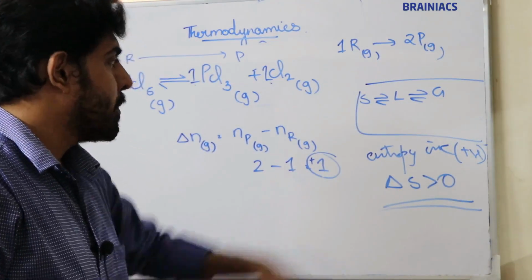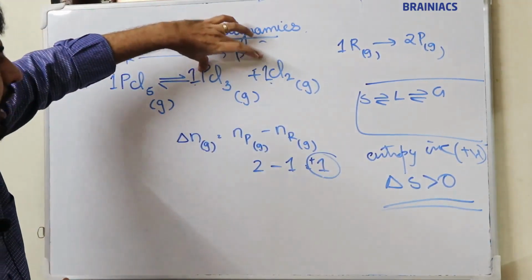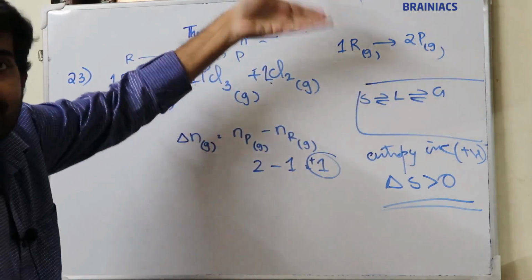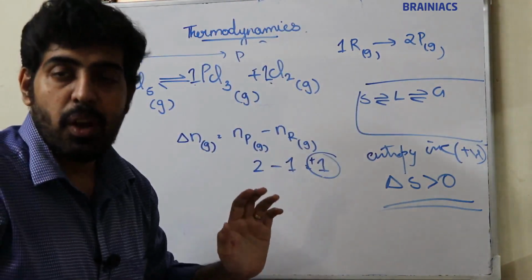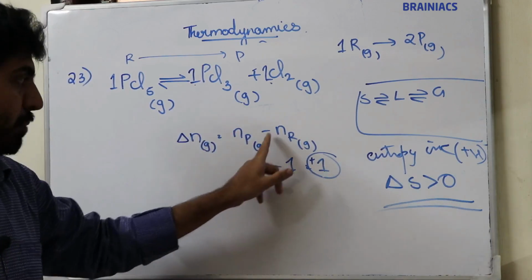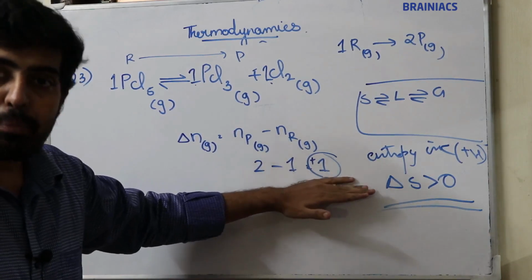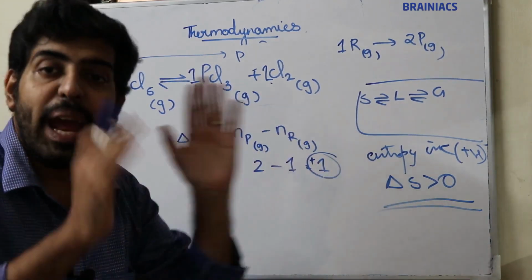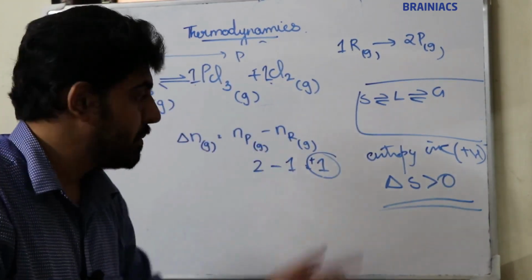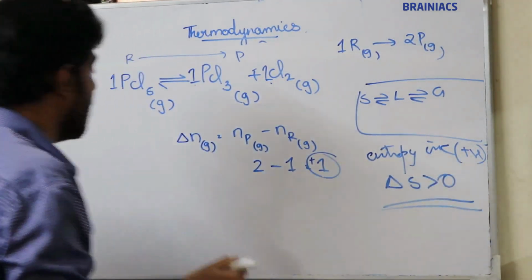So I think it's clear. 1 mole is converting to 2 moles. The number of gaseous molecules increases, so entropy increases. Or you can say that when delta Ng value, number of moles of product in gaseous state minus number of moles of reactants in gaseous state, is positive, it indicates the entropy of the reaction increases. Delta S is greater than 0, positive. Now we have to calculate delta H.